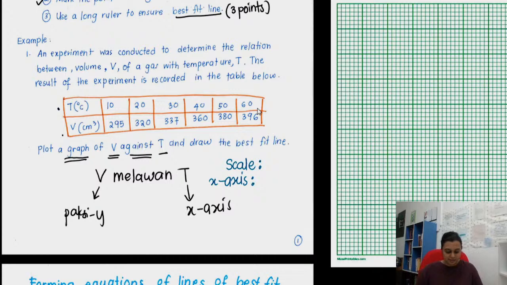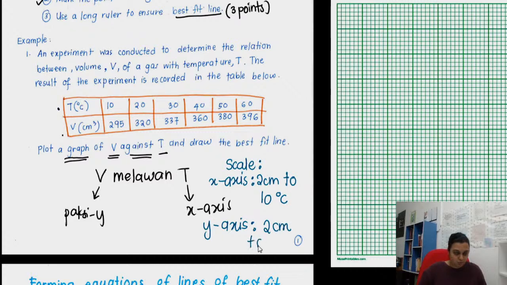2 centimeters. Okay, 2, 3, 4, 5, 6, 7, 8, 9. Okay, 2 cm to 10 degrees Celsius. For the y-axis, we use 2 cm to 20 centimeter cube. Okay, can see this one, centimeter cube.